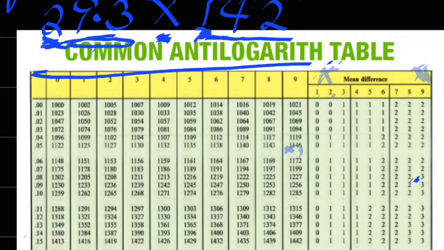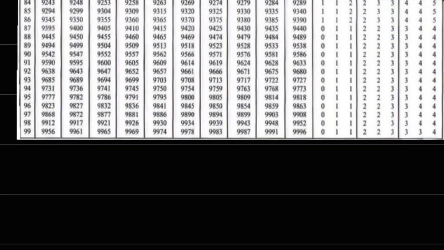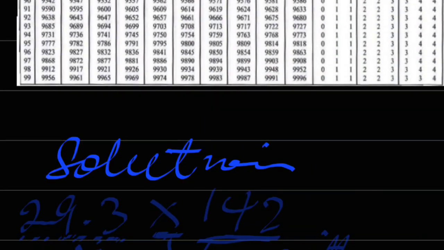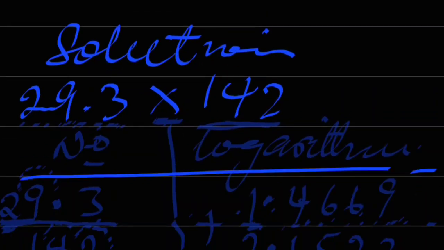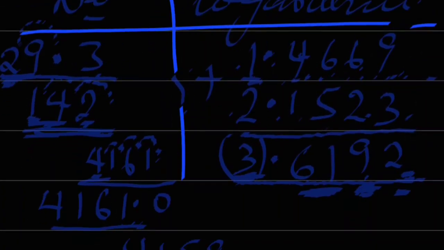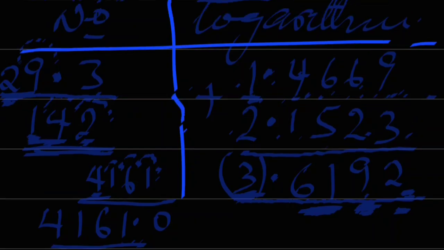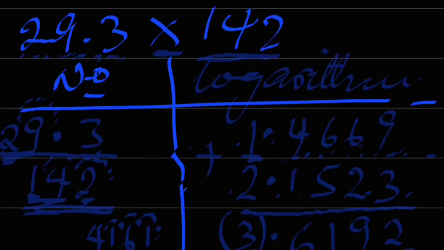So let's solve the example. Solution. We want to calculate 29.3 times 142. The first thing you will do is draw two lines. This side is for your number, this side is for logarithm.